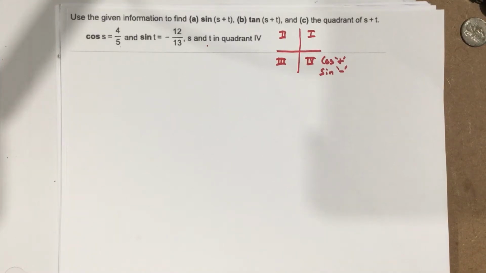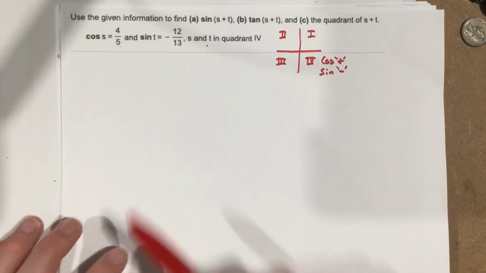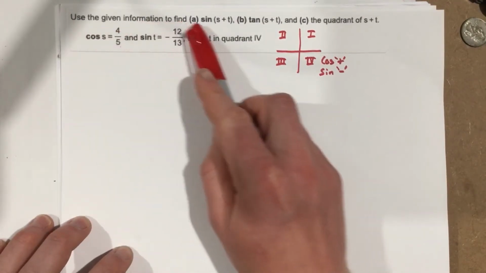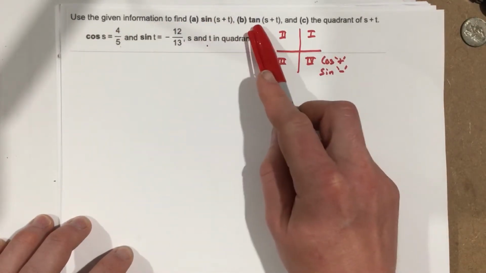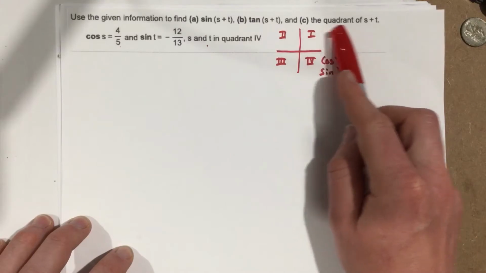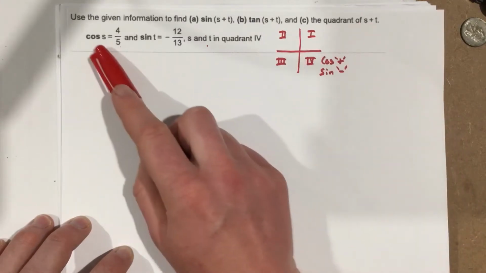This is problem number 3 from section 7.4. It says use the given information to find sine of s plus t, tangent of s plus t, and the quadrant of s plus t.